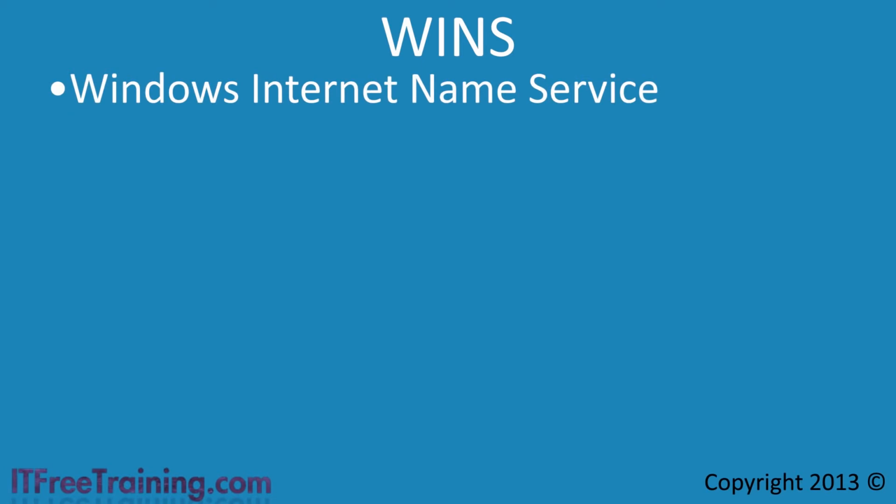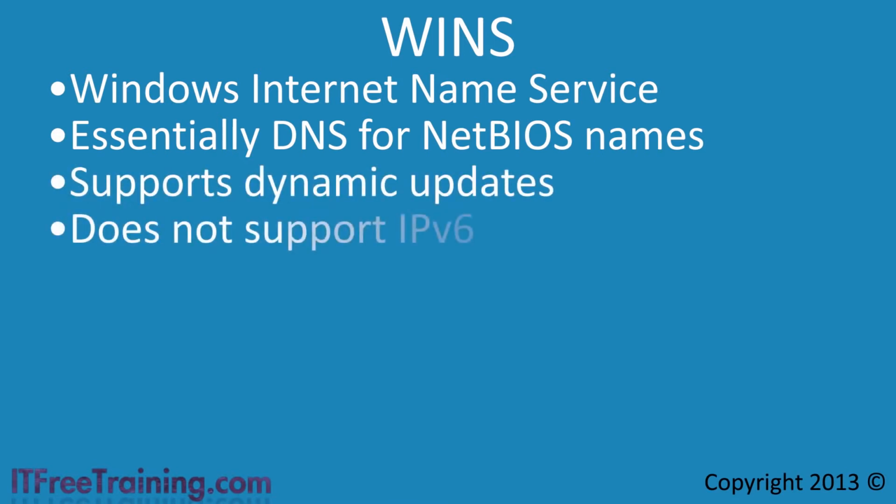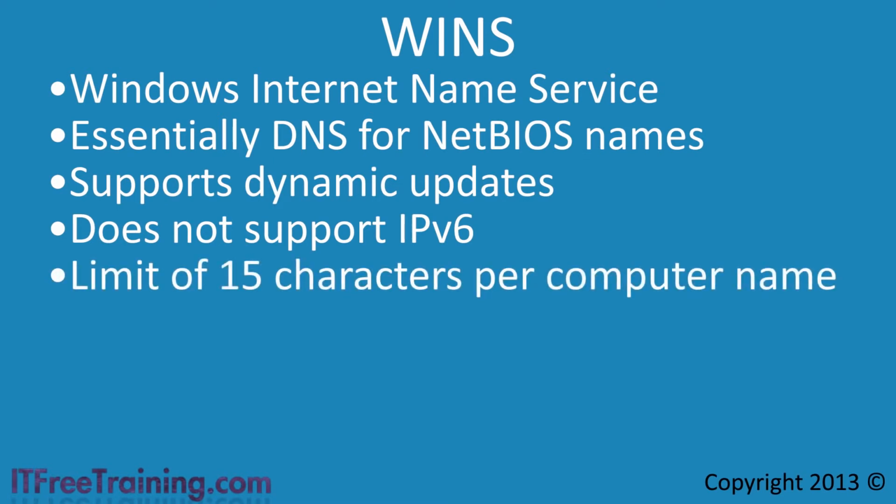WINS, or Windows Internet Name Service, is essentially DNS for NetBIOS names. Rather than using the host name that is used for DNS, it uses NetBIOS names. It supports dynamic updates, but does not support IPv6. NetBIOS names are limited to 16 characters. However, Windows uses the last character to identify the type of service that computer is supplying. For example, if the computer is a domain controller or not. For this reason, a NetBIOS name in Windows is limited to 15 characters.